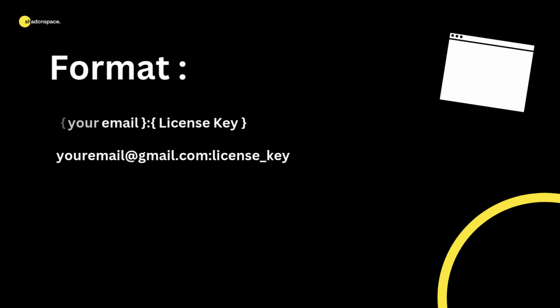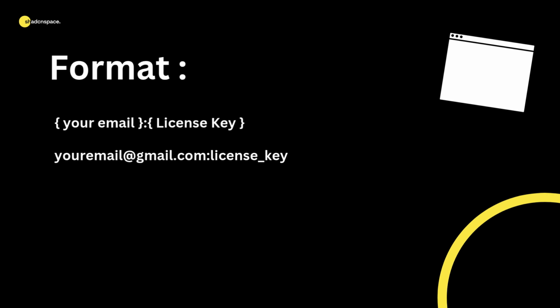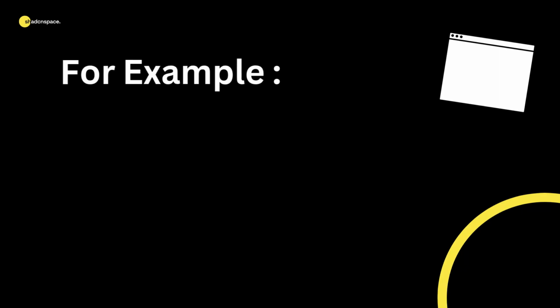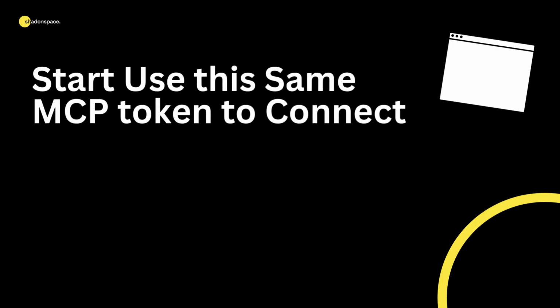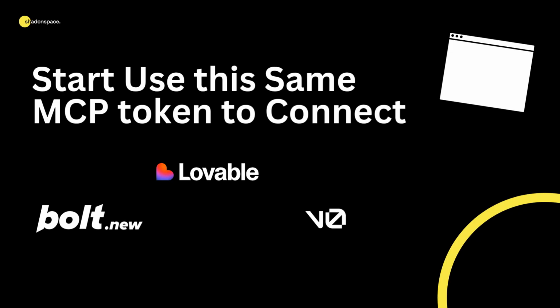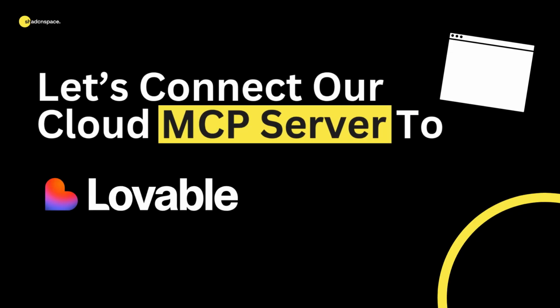The format looks like this: your-mail@example.com colon your-license-key. For example, john@example.com colon LIC-XXXXXX. That's it. This combined value becomes your MCP token. We'll use this same token when connecting the ShadcnSpace Cloud MCP server to Lovable, V0, and Bolt. Now that our token is ready, let's move on and connect the Cloud MCP server to Lovable.